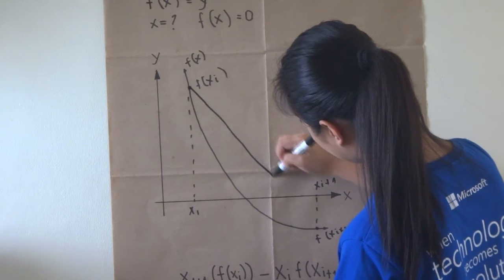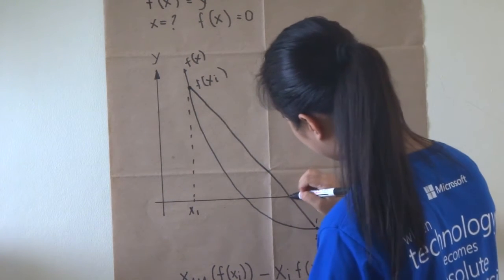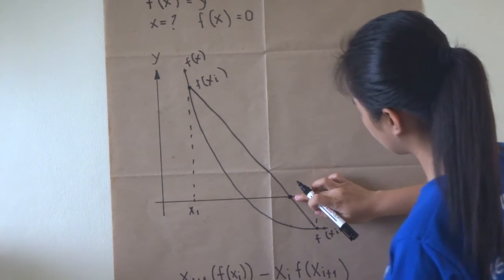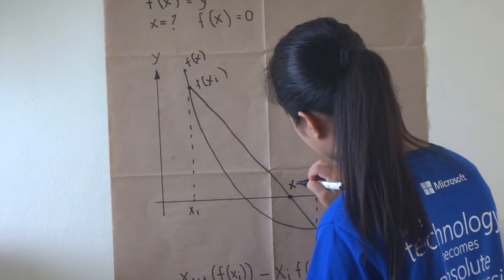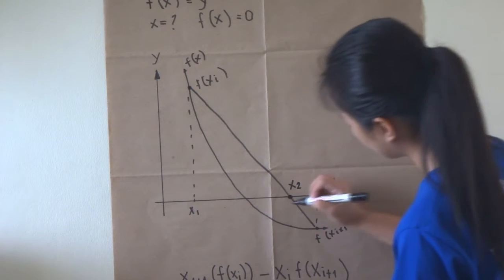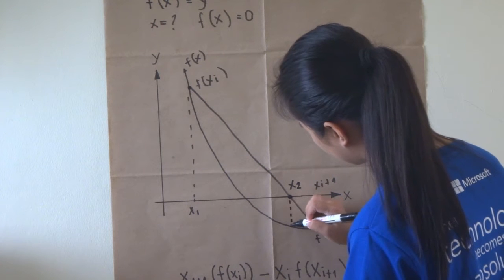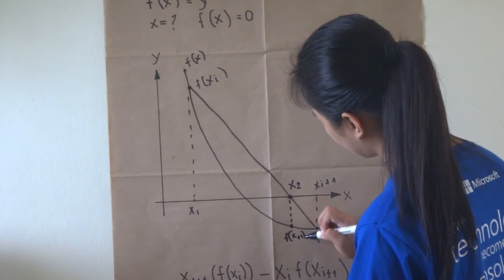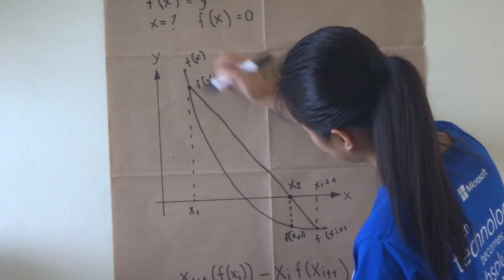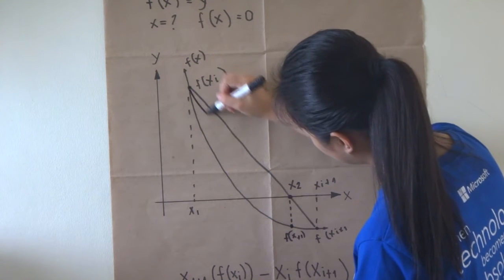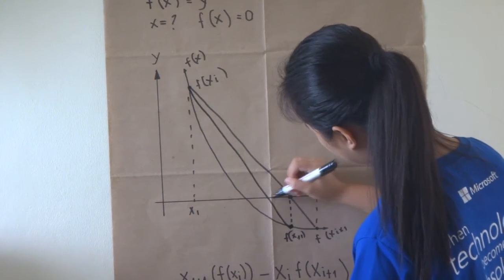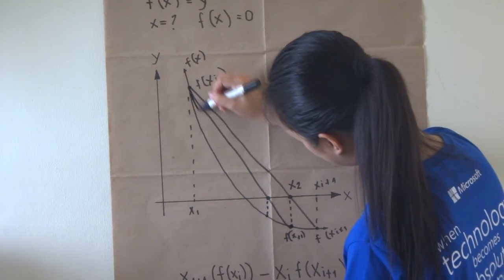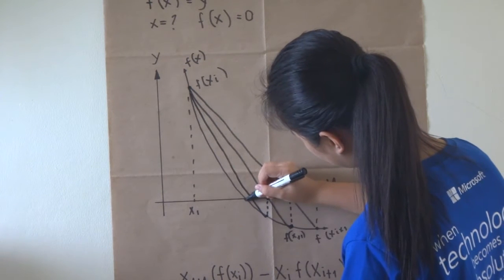Now we will look at the x-intercept of this line, and this will be our new xi plus 1. But in this graph, we'll use the subscript 2, so we won't get confused. Then this point here will be our new f of xi plus 1. Then again, we will draw a line from f of xi to our new f of xi plus 1, and look again at the x-intercept and repeat the process until the x-intercept is at this point, and that is our root of the equation.